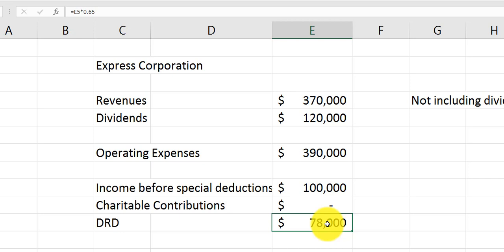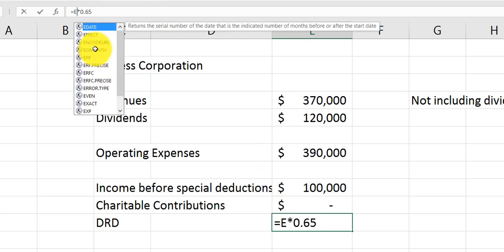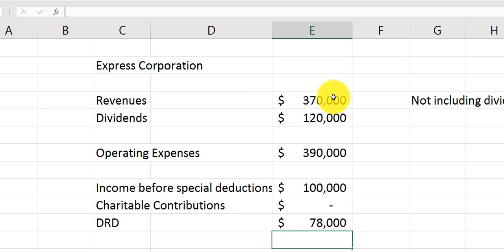However, there's a limit on the DRD, and that is it cannot be more than 65% of the income before special deductions. So whatever percentage you're working with, it can't be more than that percentage applied to the income. So in this case, your DRD would not be 78. It would be 65% times the 100,000, or 65,000, because it would be limited that way. Now, if the dividend received deduction was high enough, under the old rule, let's say we were back to doing 65% of the dividends, and that resulted in an NOL, meaning this number was higher than this number, then you would still take the whole DRD without the limit on income.